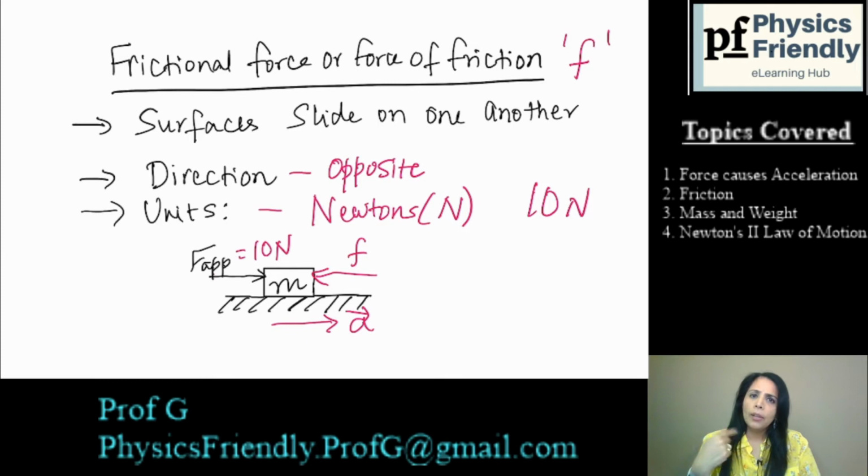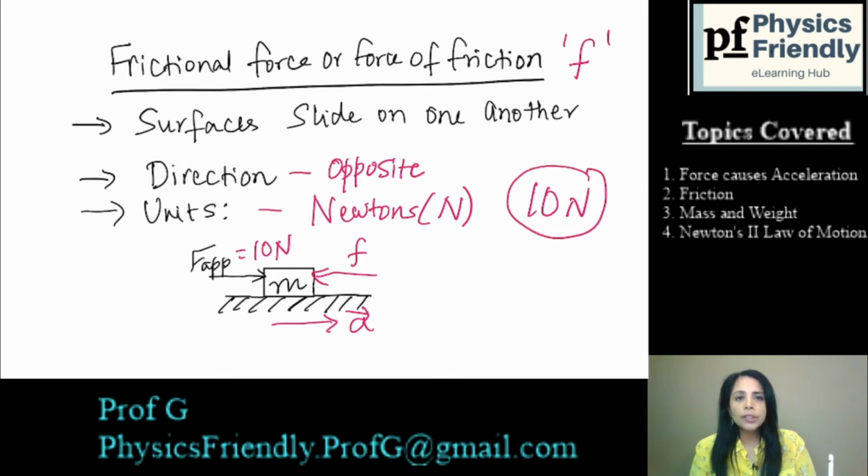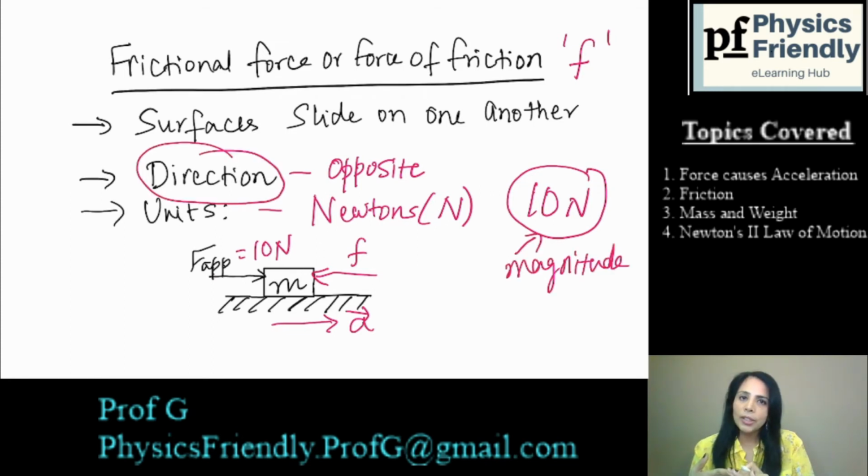So we already saw frictional force, right, 10 newtons. This will be the magnitude part of the frictional force, and the direction, when both of them are there, describes the frictional force. So frictional force is nothing but a vector quantity.